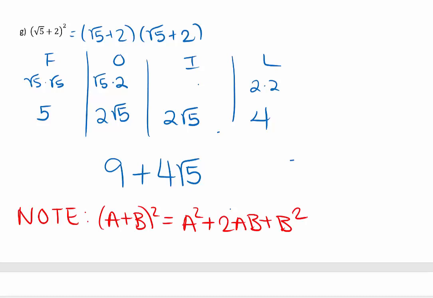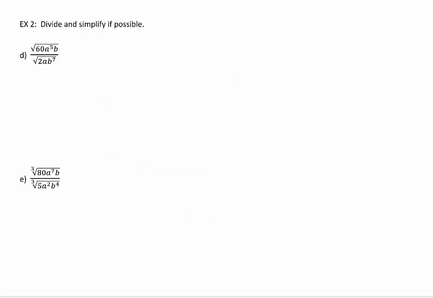If you would prefer to use a formula, I have the formula written down below, but I'm not even going to bother showing you the problem with this formula because I think for most people it's easier to just use that FOIL process. Finally, let's do some division problems.